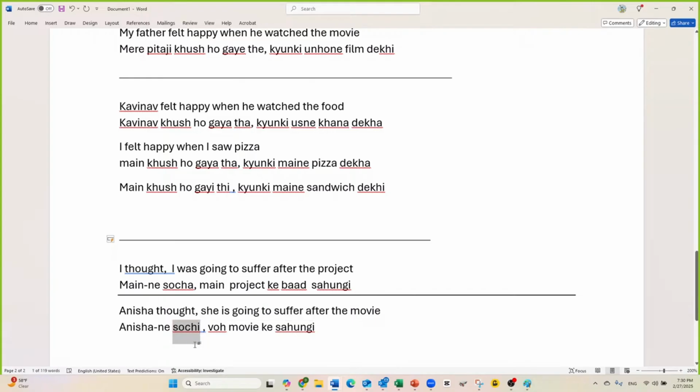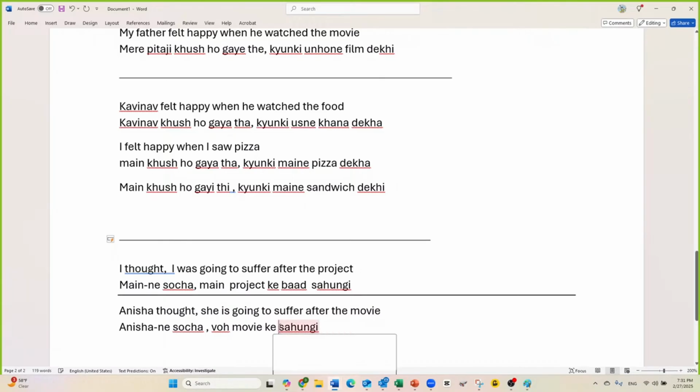So it stops following Anisha. So it then becomes neutral, so it has to come back to Socha. Bruh. Okay? Though it is a girl thinking, we still have to say Socha. So let's say this again. Anisha ne socha, अनीशा ने सोचा वो मूवी के बाद.